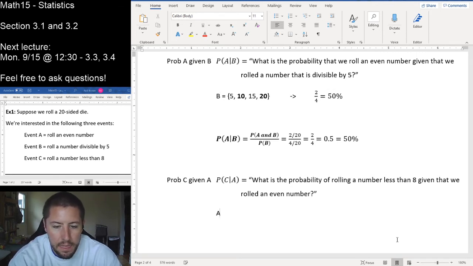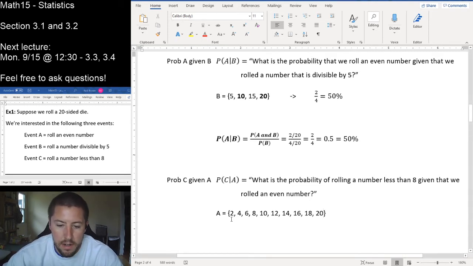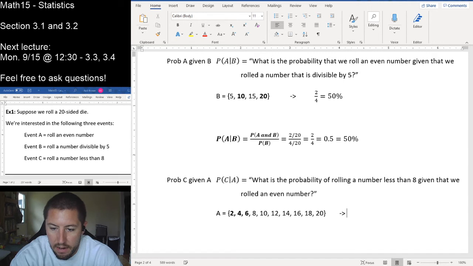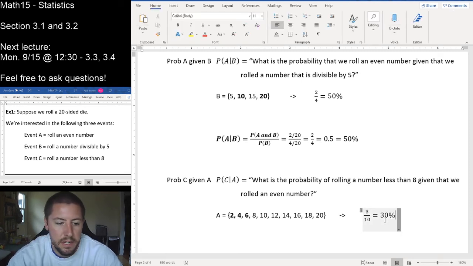Well, again, I can think about what my even number set is, and that's going to be 2, 4, 6, 8, 10, 12, 14, 16, 18, 20. And again, I can identify the numbers less than 8 that are going to be in this set. There they are. And that's going to allow me to identify that 3 out of 10, excuse me, or 30%, are going to be the values of interest.